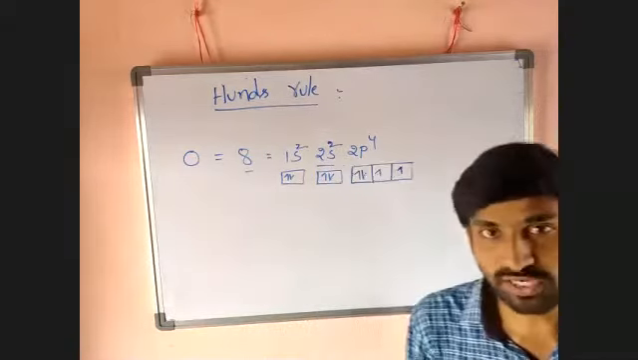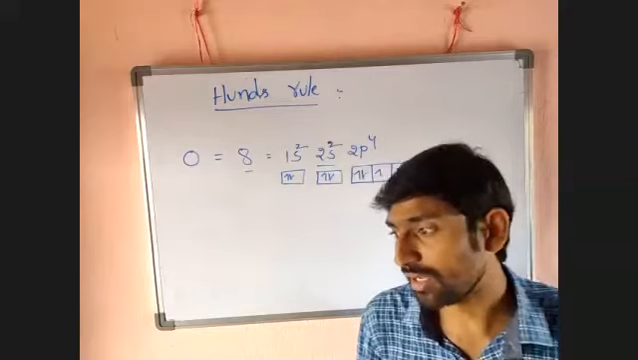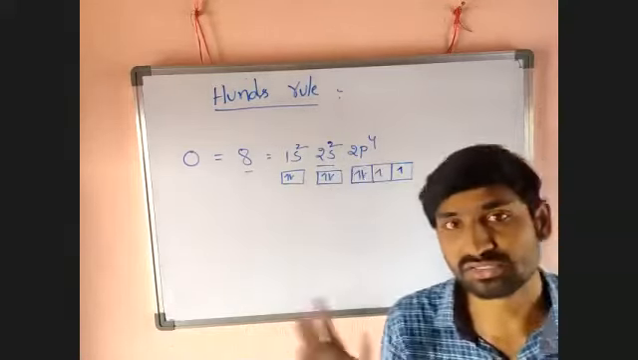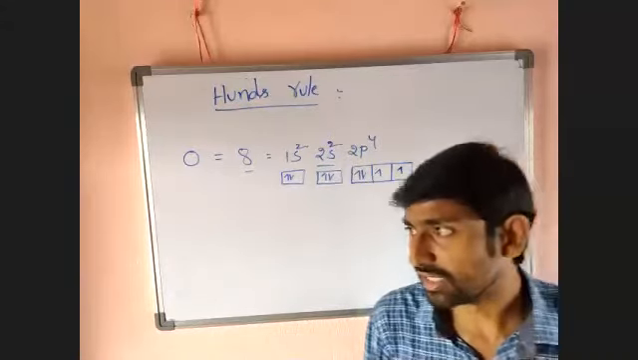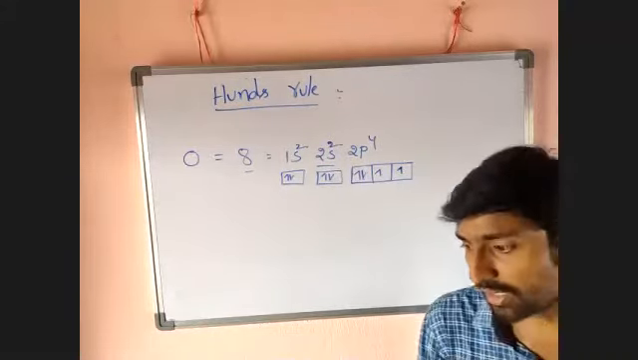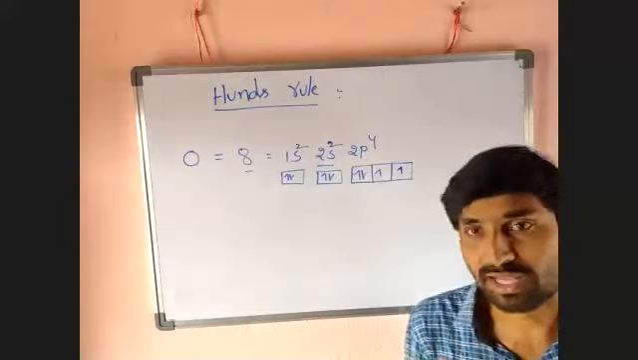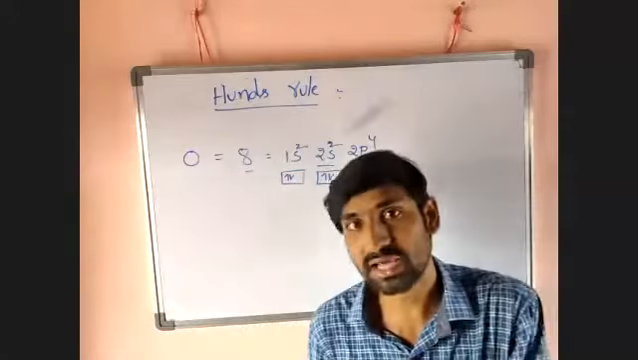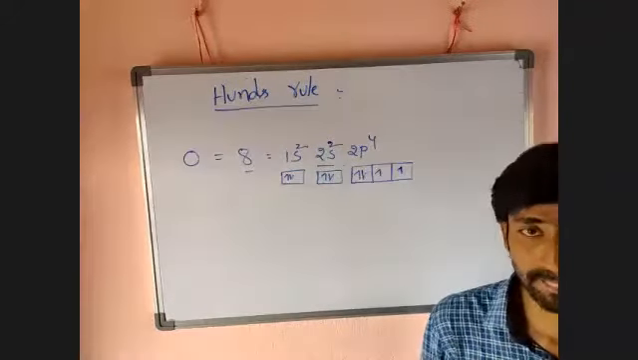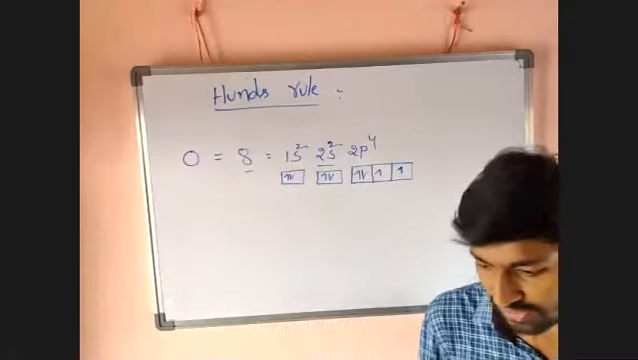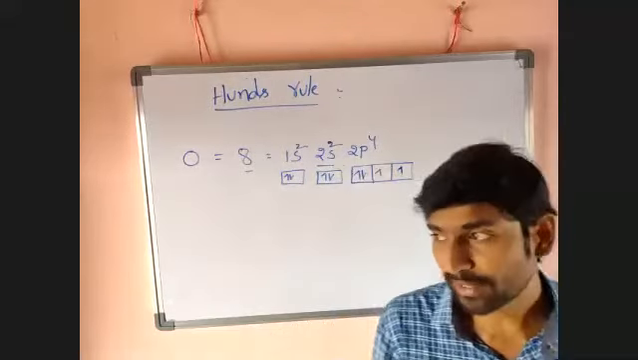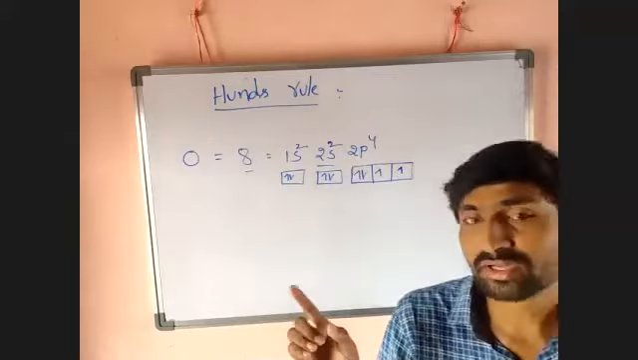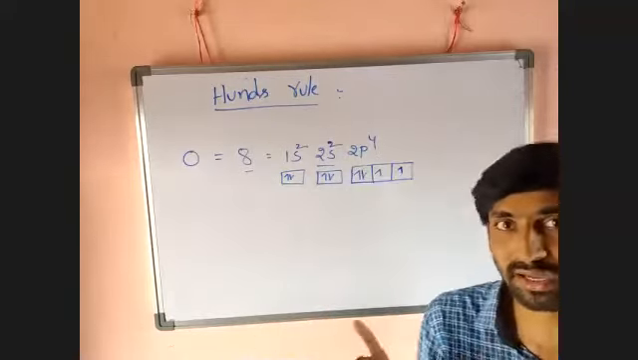After that, the Aufbau principle. According to the Aufbau principle, electrons are arranged, or filling of electrons takes place in atomic orbitals, in increasing order of their energies. These energies are decided by taking the n plus l value. If the n plus l value is smaller, that orbital has lower energy. If it is higher, it has more energy. If the n plus l value is equal, then the orbital having the lesser n value has lower energy, and the one with the higher n value has higher energy.